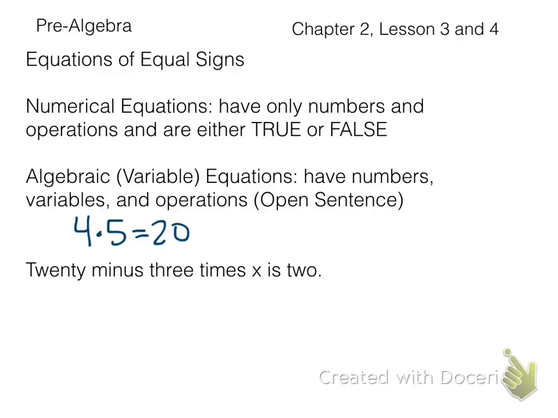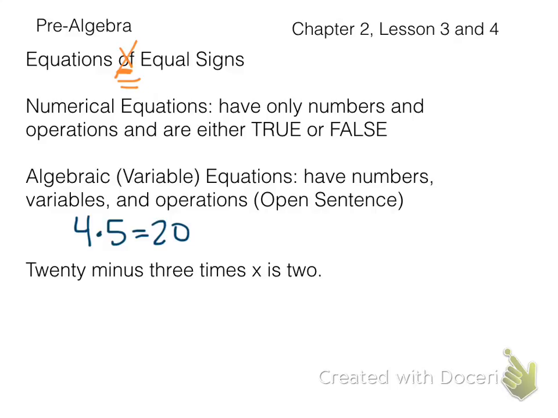equations have equal signs. Okay, so numerical expressions have only numbers and operations and are either true or false. And algebraic expressions are also known as variable equations. Your textbook flips between the two, have numbers and variables and operations, and are called open sentences.